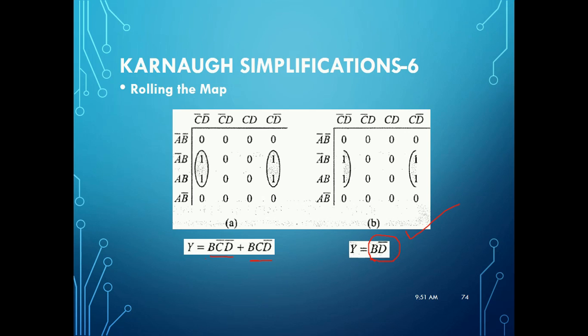What is this equation? B C bar D bar is this one, and B C D bar is this. So two extra terms, you did not cancel any term here. But when you have done the quad grouping, that is, when you have joined the corners, the value for this group is B D bar. This is right.